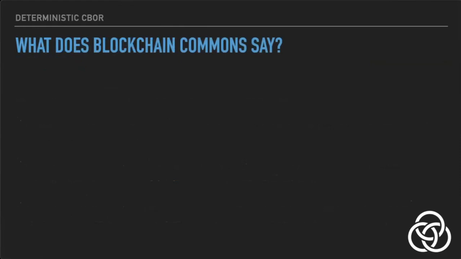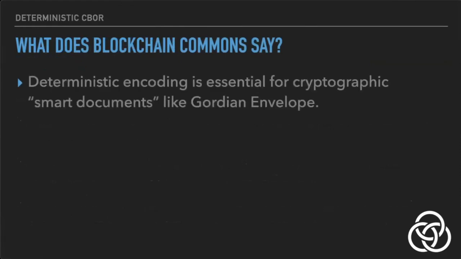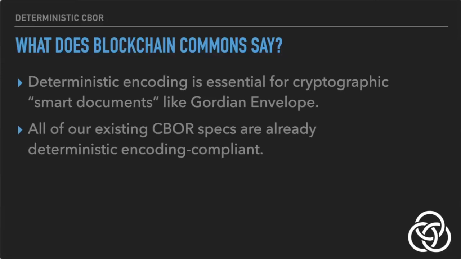So what do we say at Blockchain Commons? First of all, we believe that deterministic encoding is essential for cryptographic smart documents like Gordian Envelope. Other standards like JSON-LD have to go through a whole other set of canonicalization steps to transform JSON documents to a form that can be encoded and then, for example, signed, whereas we want to bake that in from the very start. All of our existing CBOR specs, and there are quite a few of them, dealing with things like keys and derivation paths and various other things, we've been writing for several years now, and they're already deterministic encoding compliant. So they fit right into this.